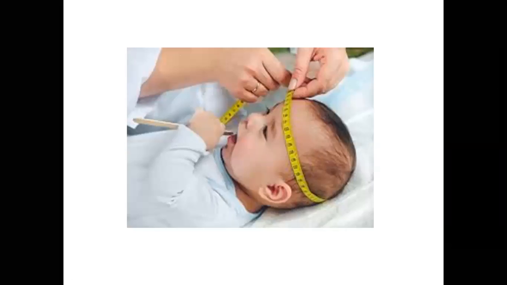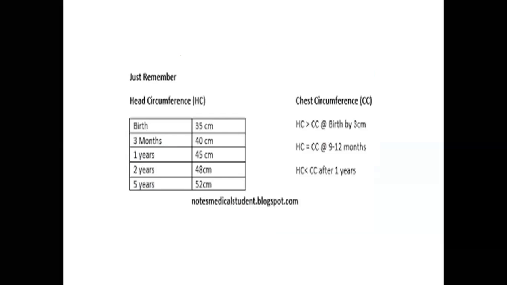Okay. Next, the most important point, head circumference. How will you measure the head circumference? It is measured like this. That is the maximum occipitofrontal diameter, above the eyebrow, measured with a non-stretchable measuring tape. At birth, it is usually 35 centimeters. What else should you know? Head circumference is usually more than chest circumference at birth.